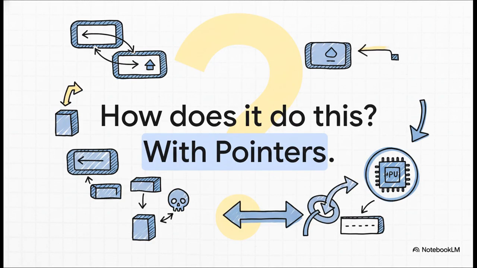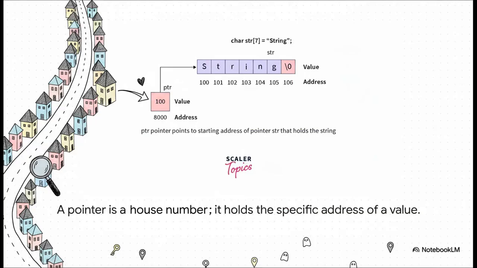So how does it do this? What's the secret sauce? Well, it all comes down to one of its most famous and, let's be honest, sometimes infamous features: pointers. Now, pointers can sound a little intimidating, but this image breaks it down perfectly. Think of your computer's memory as a massive street with millions and millions of houses. A variable, like the word string, is living inside one of those houses. A pointer doesn't actually hold the word string itself. Instead, it just holds the house number, the address, which is 100 on this diagram. It's just a little note that tells you exactly where to go to find the real data.